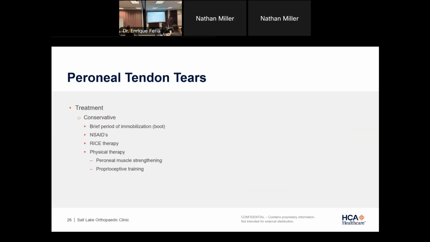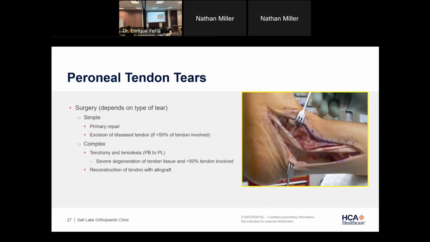Treatment is generally conservative, at least initially. You might temporarily place them in a boot for a few weeks to let the acute pain settle down, anti-inflammatories, RICE therapy like we mentioned before, and then physical therapy. If pain doesn't improve after several weeks or a few months of conservative treatment, then sometimes you have to do surgery where, depending on the type of tear, you either primarily repair it or cut out the torn portion of the tendon and tie the healthy portion to the other tendon. There's different ways of fixing it. It really just depends how it looks at the time of surgery.